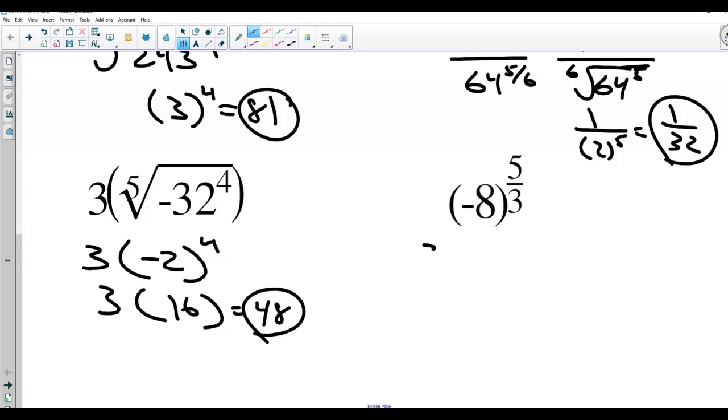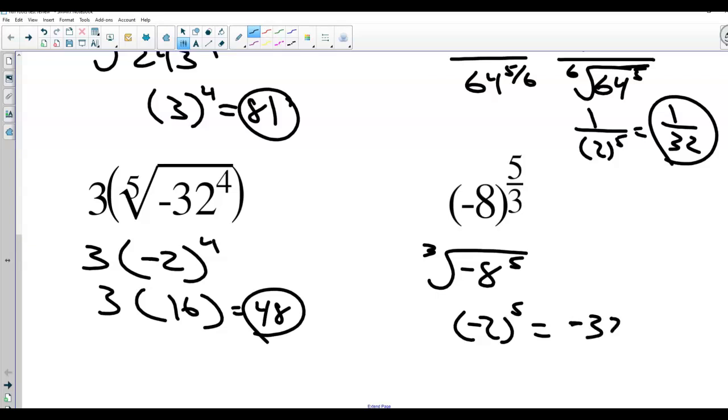And finally, the cube root of negative 8 to the 5th. The cube root of negative 8 is negative 2. And negative 2 to the 5th is negative 32.